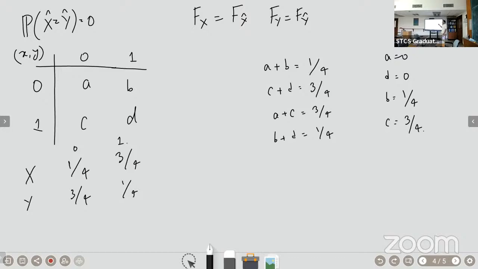What if I were to look at 0? What really goes wrong? Something should go wrong. If I insisted that the probability that x hat is not equal to y hat is 0, you should not be able to come up with a coupling. That is, either x hat will not have the same distribution as x, or y hat will not have the same distribution as y.